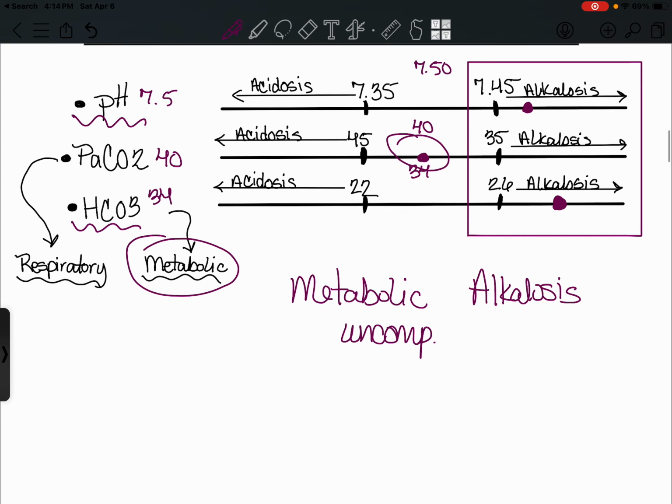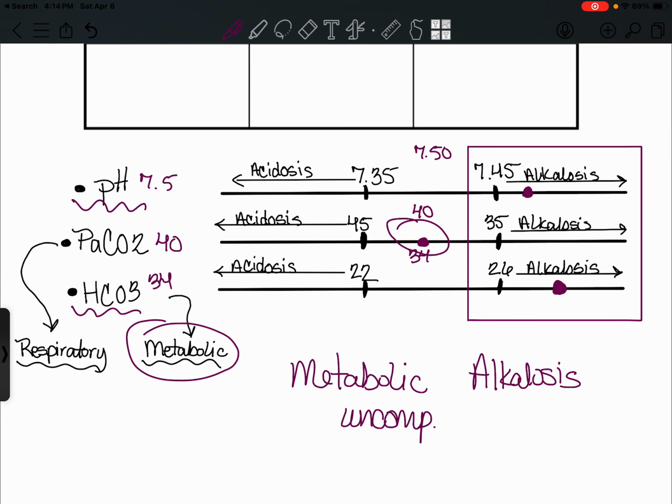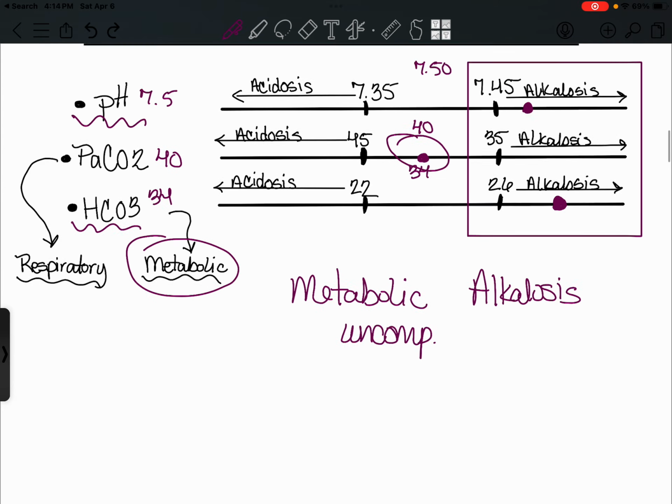Or not compensated. So what is happening here is the kidneys are off, which is making them alkalosis, and my pH is also off, which is alkalosis. If this was partially compensated, then my respiratory center, the lungs, should have already kicked in, which would have made them acidosis. But since they are still normal, they haven't done anything. They're not kicking in yet. So that's going to make it uncompensated.